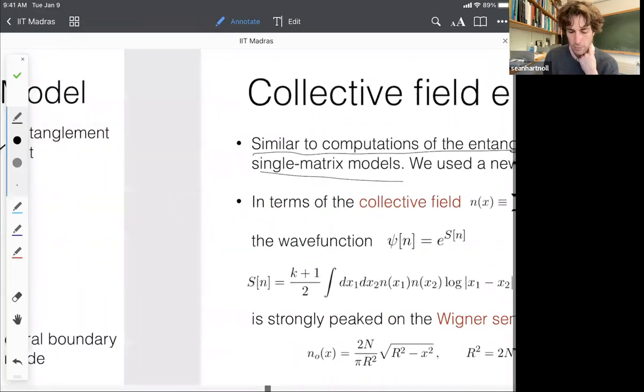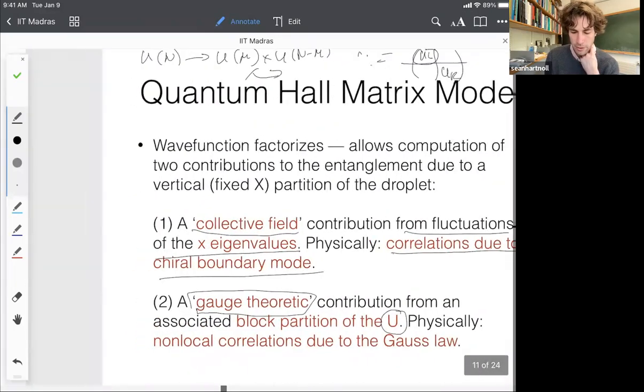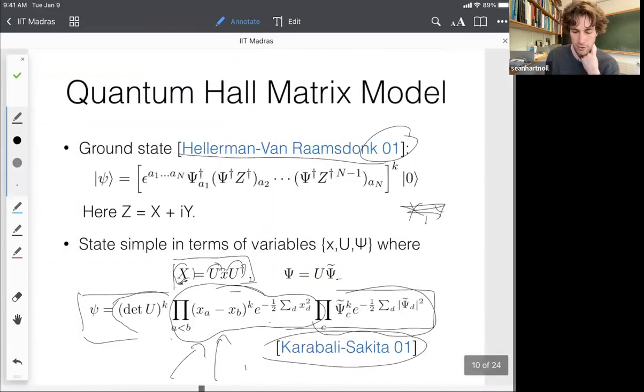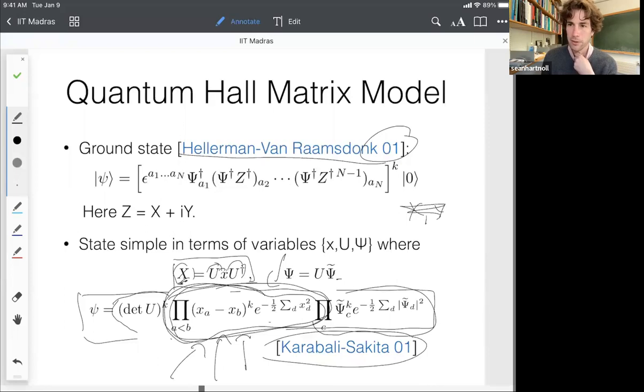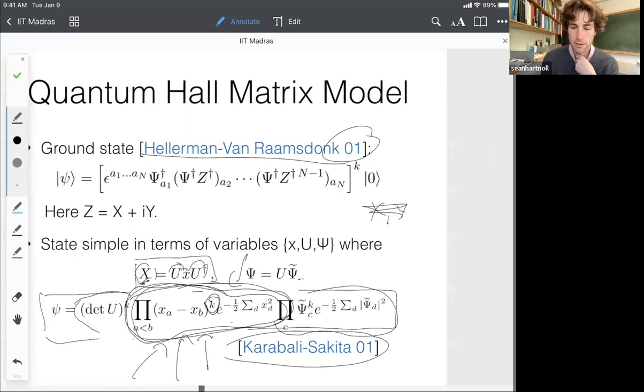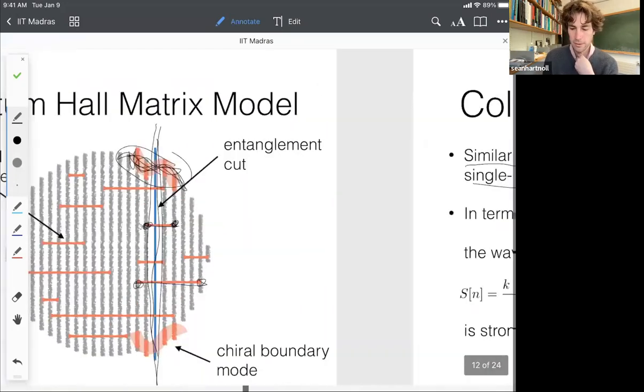So let me go back. Just to be clear what I'm talking about, this part of the wave function here. The eigenvalues have some wave function, and I want to calculate the target space entanglement in this wave function. Because this K in general is different from 1, these are not just free fermions. You can't use the free fermion trick in general. So we did it a bit differently.